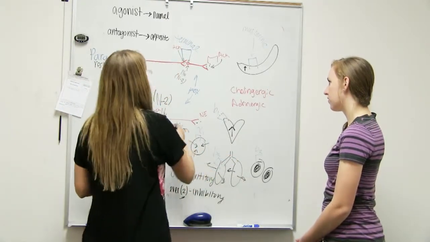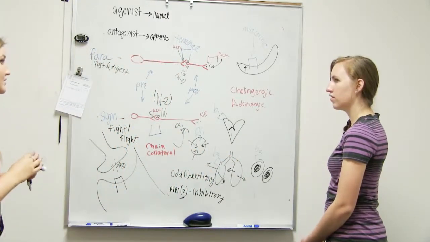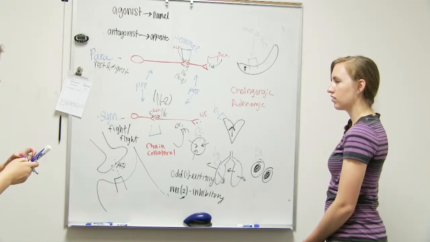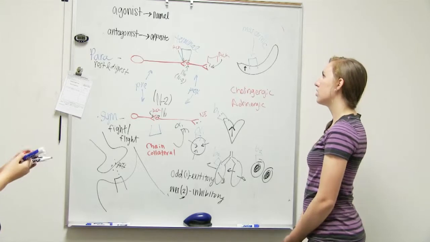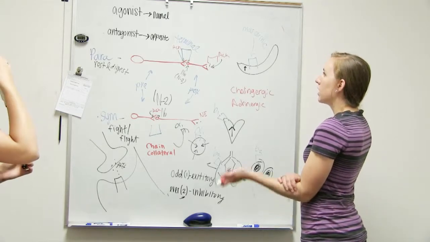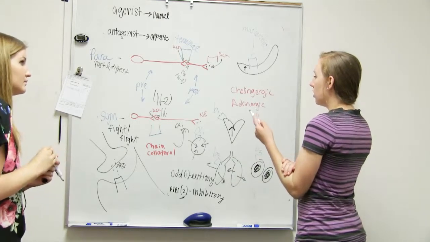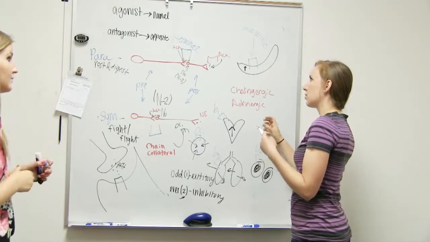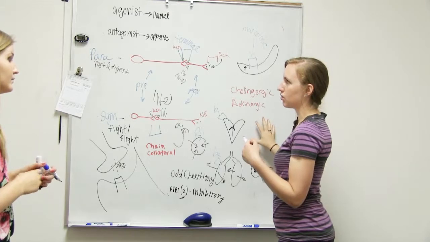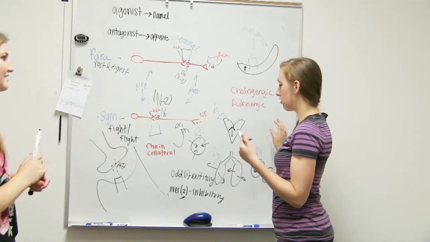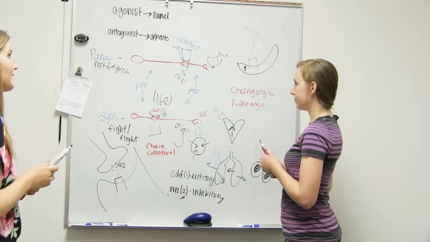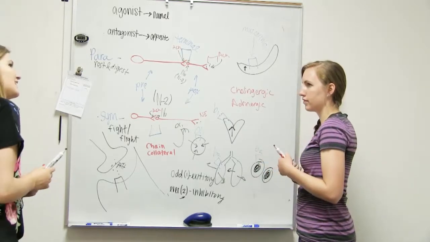So knowing that, if I said I was going to give you a beta 1 antagonist, what would happen in your body? So beta 1 antagonist, that would be connected to the heart, which if it was an agonist would make it beat faster, but an antagonist would make it slow down. Perfect. The answer is heart rate slows down.